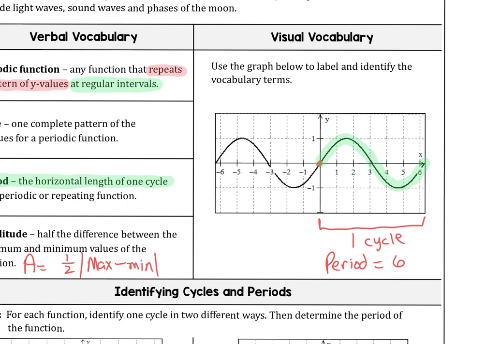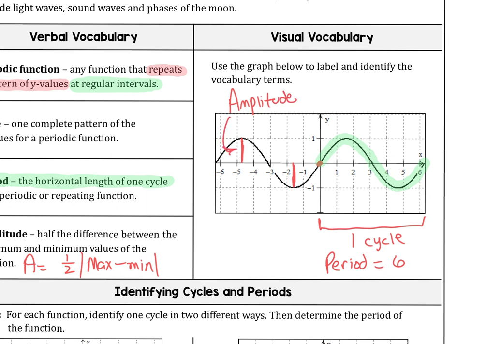Okay? And so now finally the amplitude. The amplitude is simply, like I said, half the difference between the max and the min. You see this graph right here goes all the way up to 1 on the y-axis, and then it goes down to -1 on the y-axis as well. So these two red lines that I just drew, they are your amplitudes.